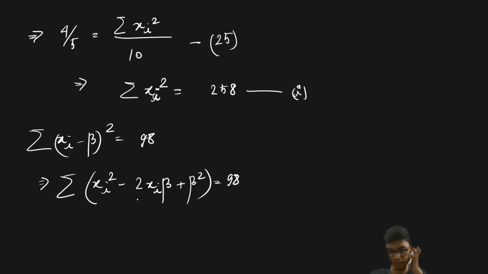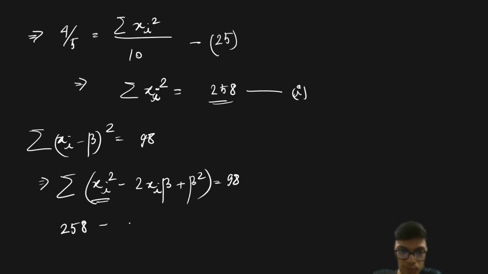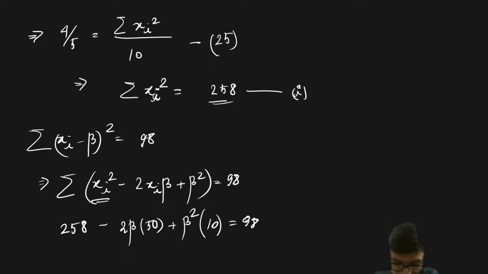Now I can split this summation. So summation of xi square is equal to 258. So that is 258 minus 2 times beta into summation of xi, and summation of xi is equal to 50, right? So this is going to be 2 times beta into 50 plus beta square into 10 is equal to 98. That's what we have, right?